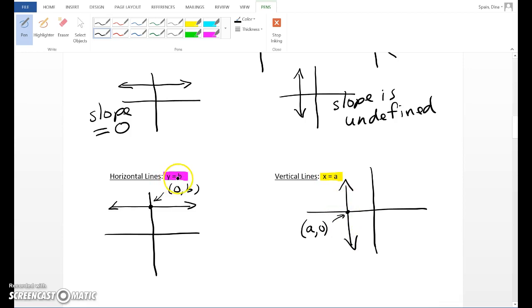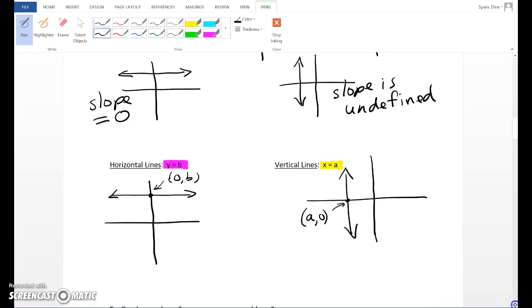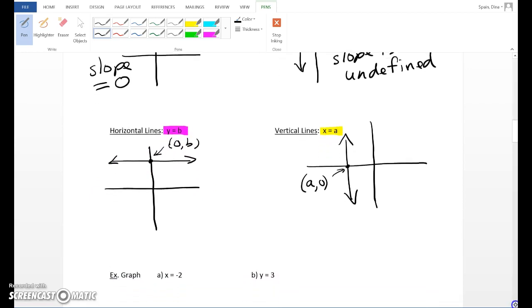If it's y equals a number, that's the equation of a horizontal line. Find that number on your y-axis and then draw a straight horizontal line through it. Those are horizontal and vertical lines.